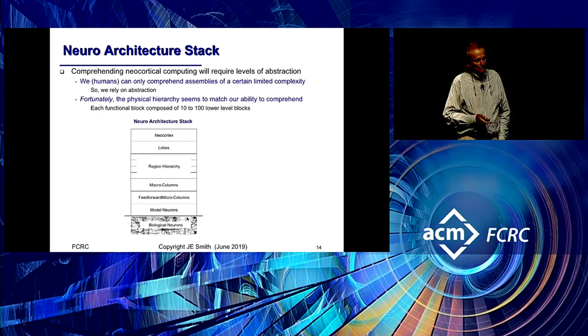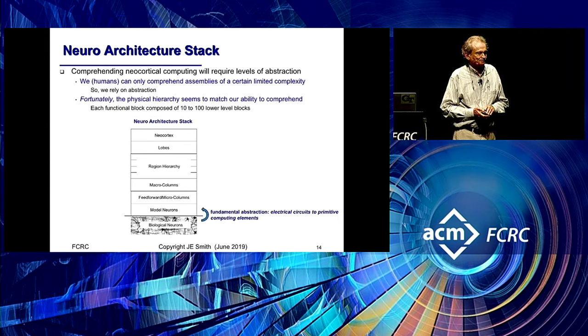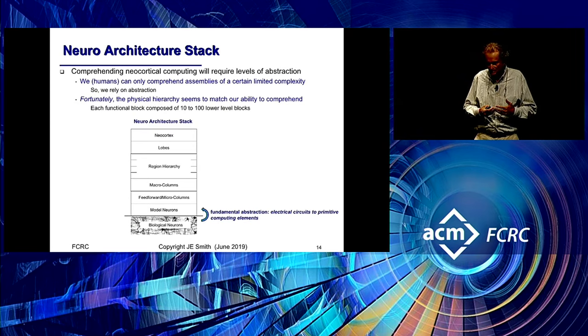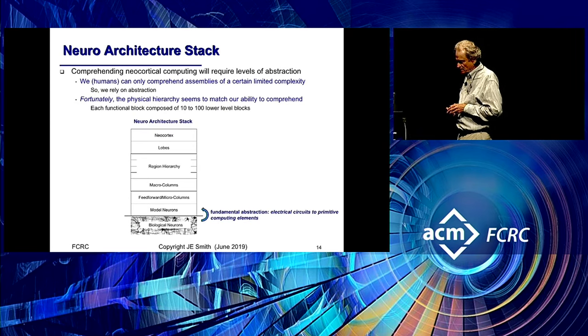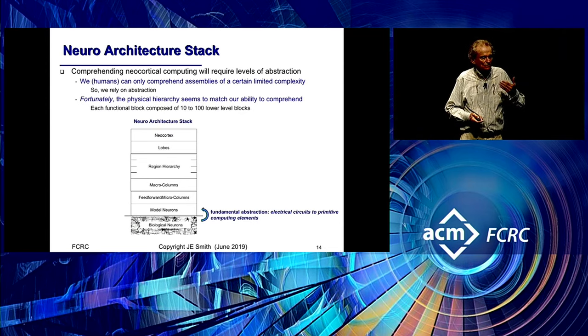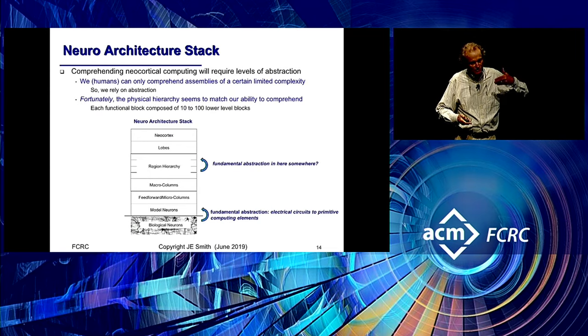And in this case, we're starting with the biology, with biological neurons. And the first critical step is from the electrical, biological circuits. They're electrical in the sense it's ions and biological materials. It's not electrons and copper, but they're electrical nevertheless. So there's that first fundamental abstraction to the model neurons, and then we get to, as I said, microcolumns, columns, regions.